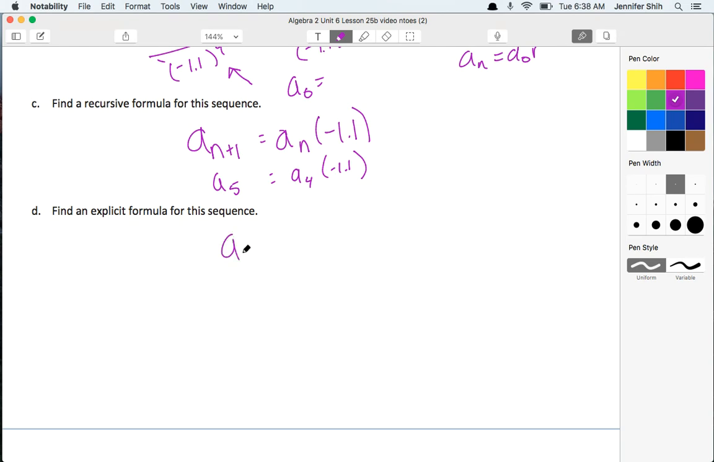So we have A sub n is equal to, we need this one, A sub naught has to equal 4. We need to define it. A sub n is equal to 4 times negative 1.1 to the n power. This we already did up here. This is just A naught, this is R, and to the n power. This is just the explicit formula of this geometric sequence.